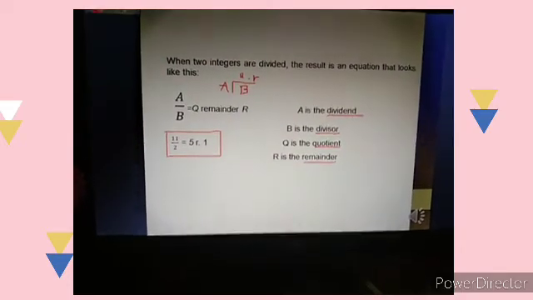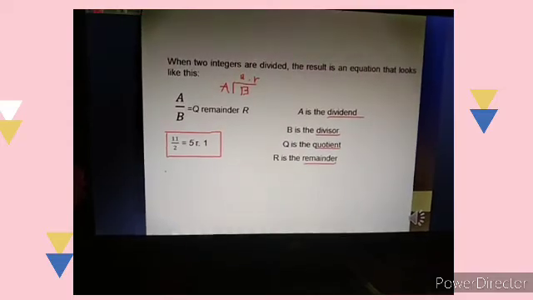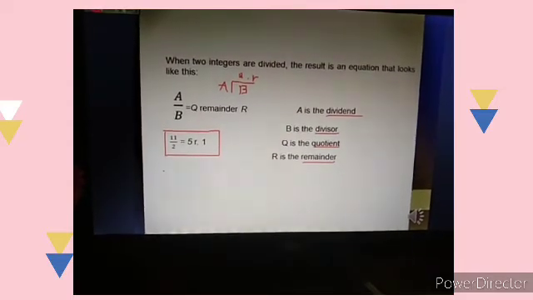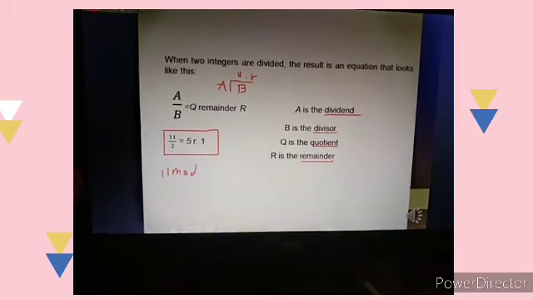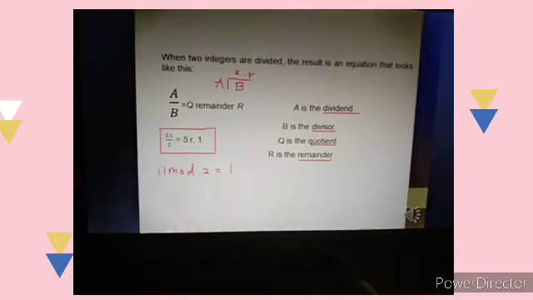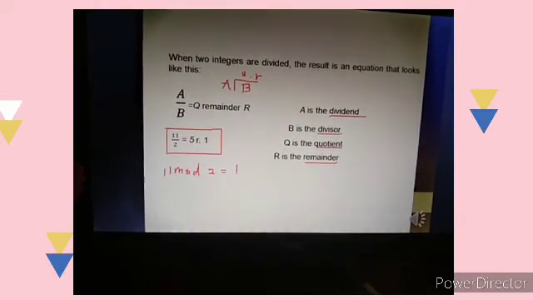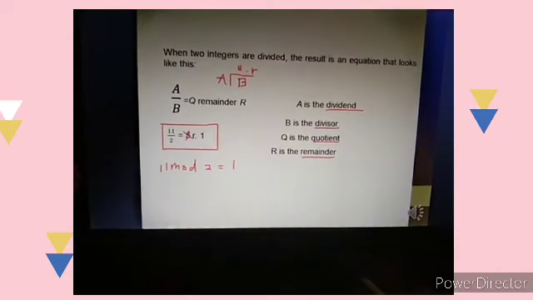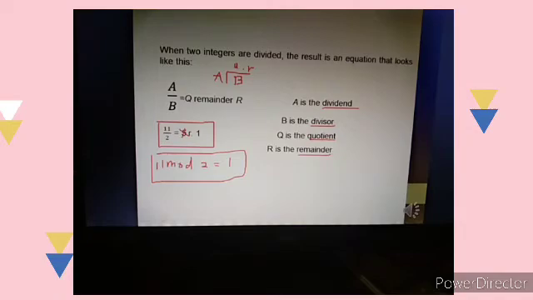In modular arithmetic, it is written like this: 11 mod 2 is 1. So, as you can notice, the 5 disappeared, right? I can explain it on the next page.